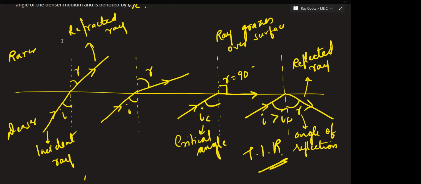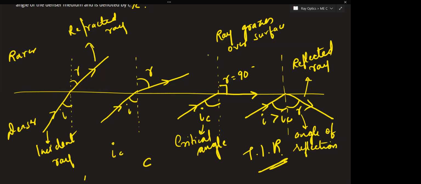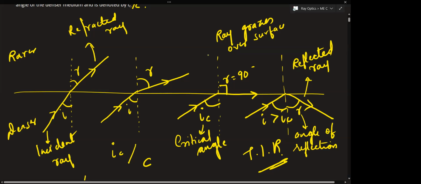Why did we write IC/C in the critical angle definition and not only IC? See, both are represented. I have written it because if in any reference books or notes you find critical angle written simply as C, do not get confused. Both are the same. Critical angle is sometimes denoted by just capital C also. That's why.